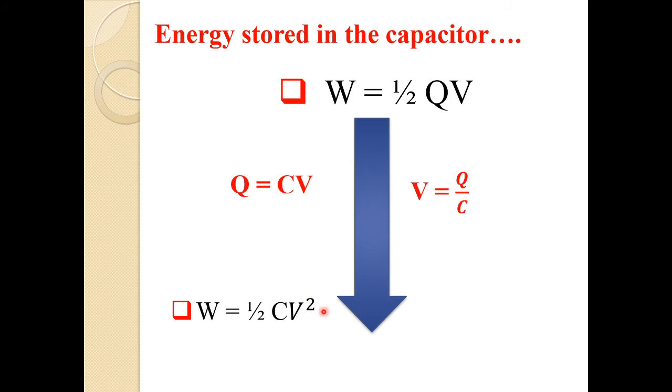On the other hand, as we use Q equals CV, we can also write V equals Q over C. By using the relationship V equals Q over C, we can replace the V there, then it becomes half Q into Q over C, so it becomes half Q squared over C.